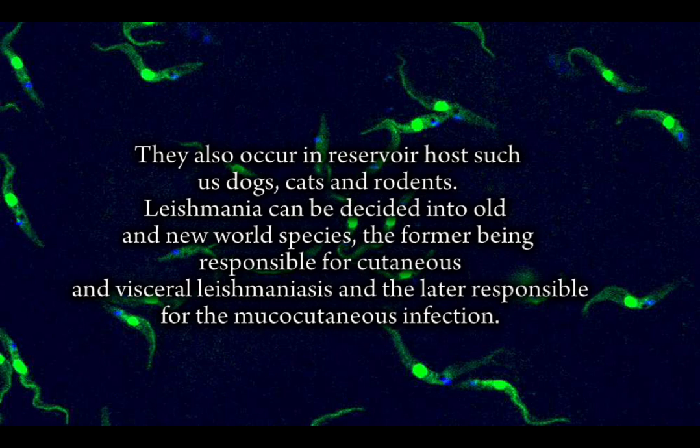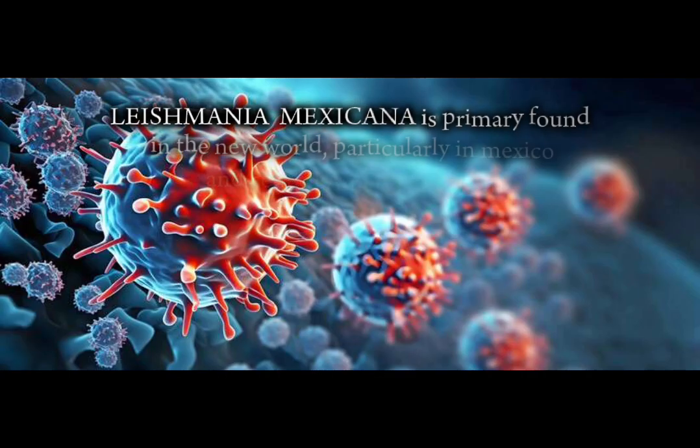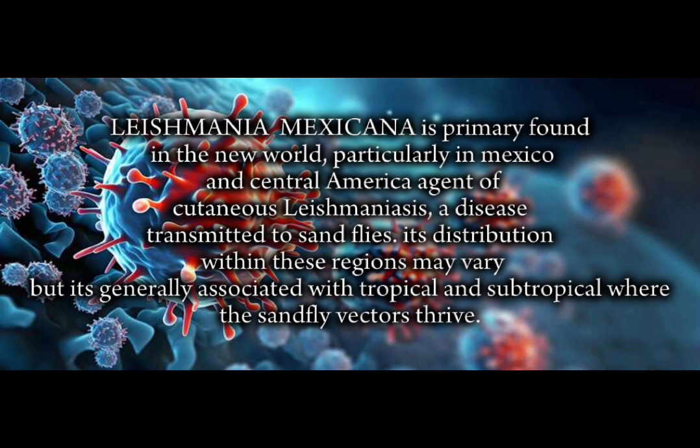Leishmania can be divided into Old and New World species, the former being responsible for cutaneous and visceral leishmaniasis, and the latter responsible for mucocutaneous infection. Leishmania mexicana is primarily found in the New World, particularly in Mexico and Central America. It's one of the causative agents of cutaneous leishmaniasis, a disease transmitted by sandflies. Its distribution within this region may vary, but it's generally associated with tropical and subtropical areas, where the sandfly vectors thrive.